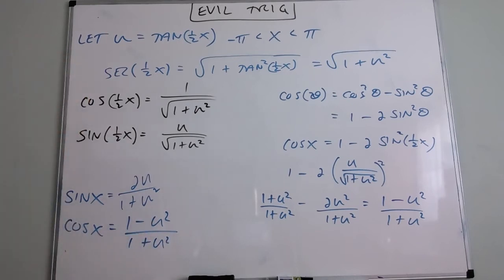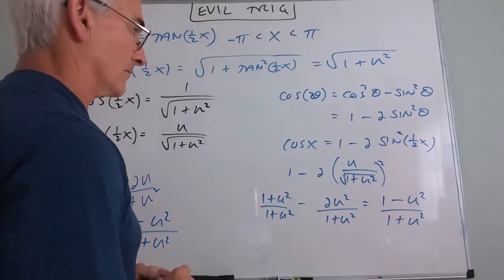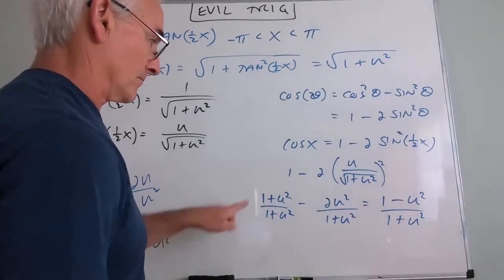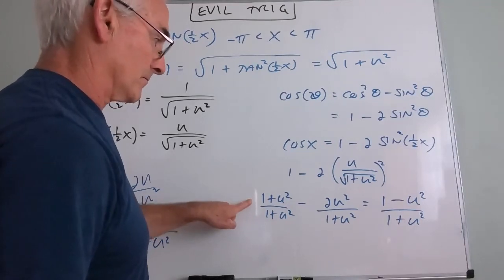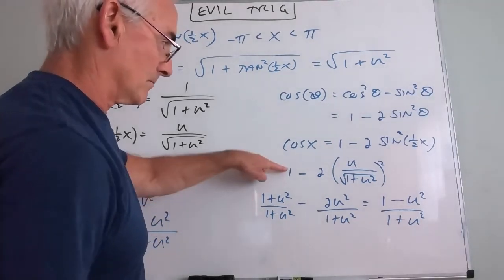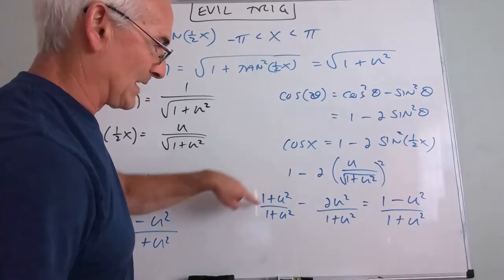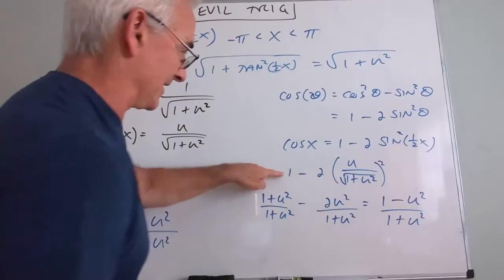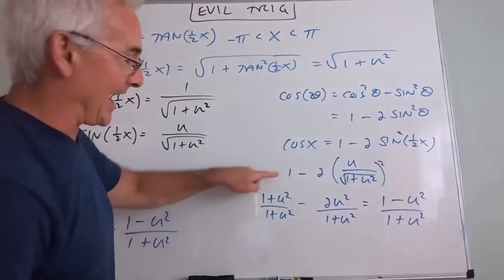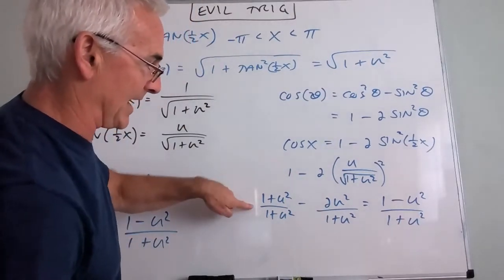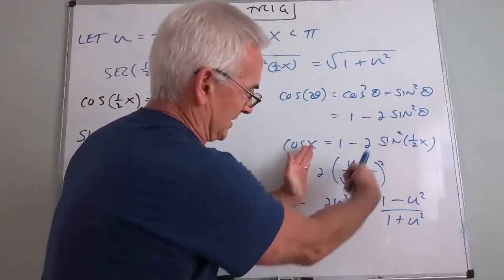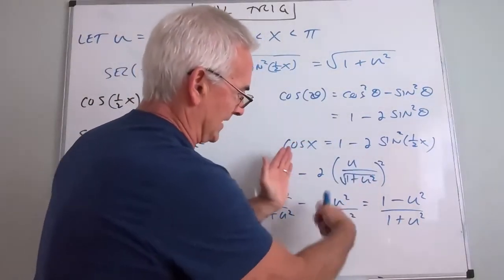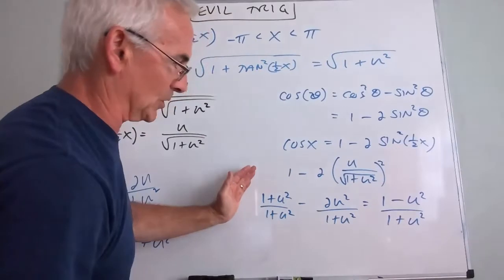And with that, Professor, yes. Could you go back to the 1 plus u squared over 1 plus u squared minus 2u squared over 1 plus u squared? Where did you get the 1 plus u squared over 1 plus u squared? That's one, anything over itself. Got it. Okay. I need a common denominator, so I just rewrote that. This was easy, but I got 1 minus this, so I got to make it look like that.